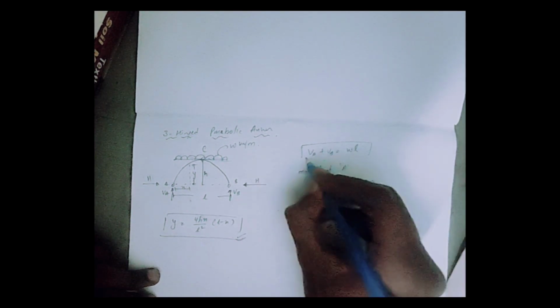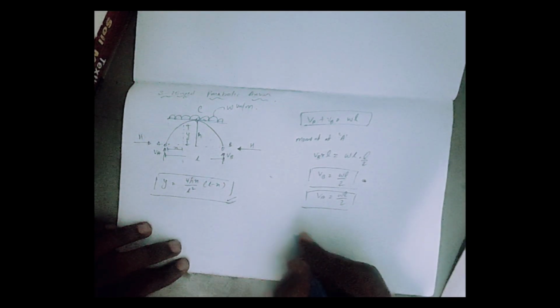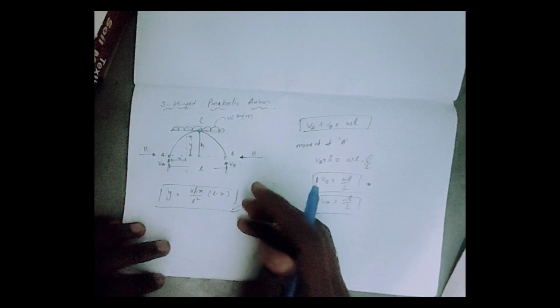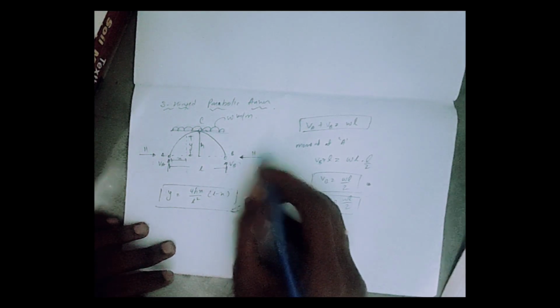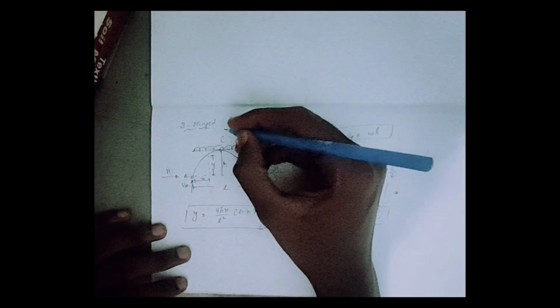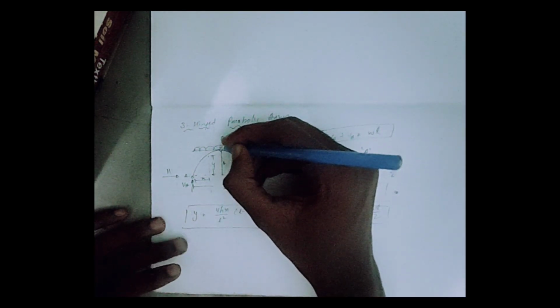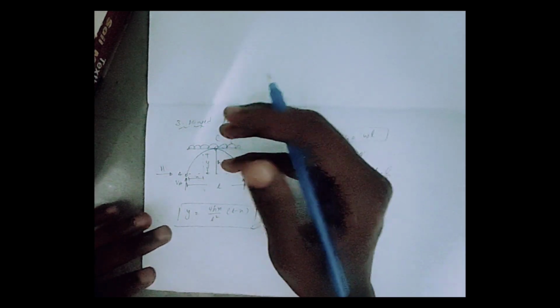Then as we have this expression, we substitute the value of VB and we get VA as WL by 2. So these are the two force values we got. Now we have to find this H value. Sorry, I forgot to tell one thing. For the three hinged arches, the bending moment at this crown will be equal to 0.